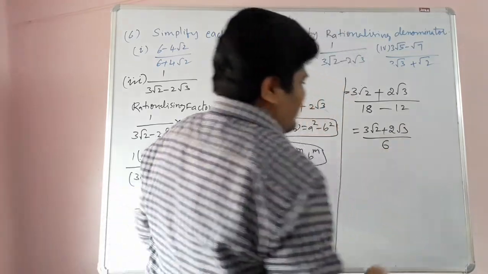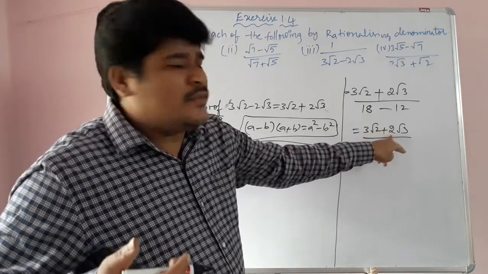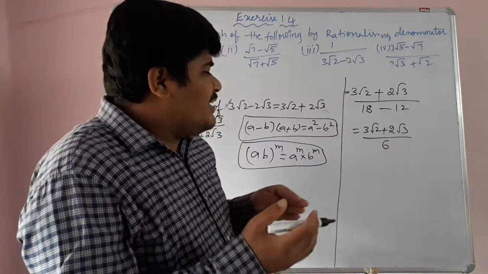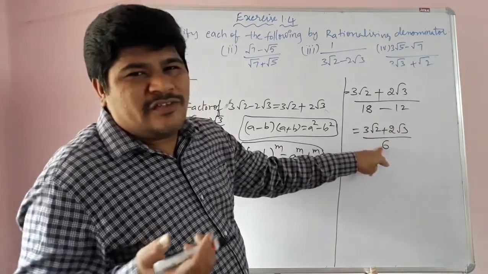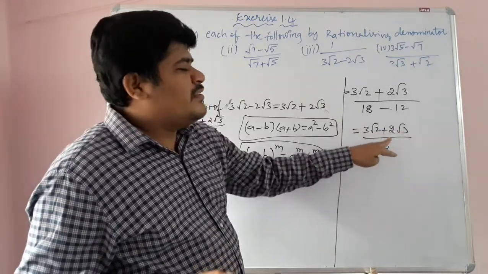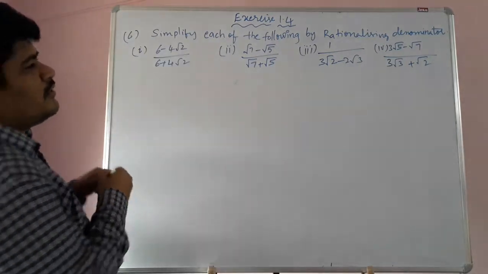6. So here we can't take anything common, students, because 3 is different, 2 is different, those are co-primes. We cannot take anything common from these numbers. So we got the denominator as 6, which is a rational number. So we simplified the expression. Okay? Yeah, students, now problem number 4.